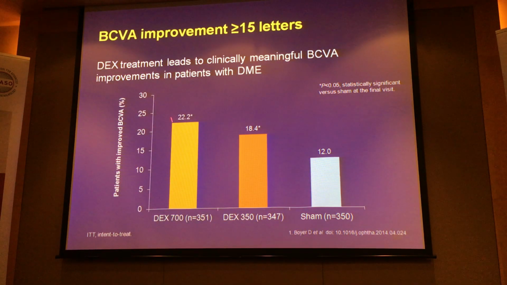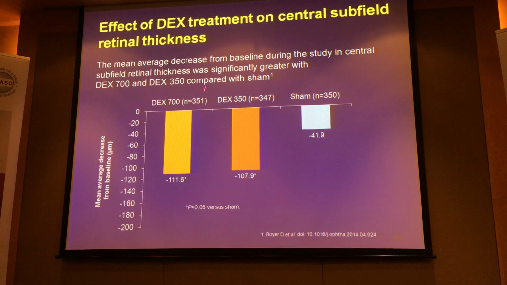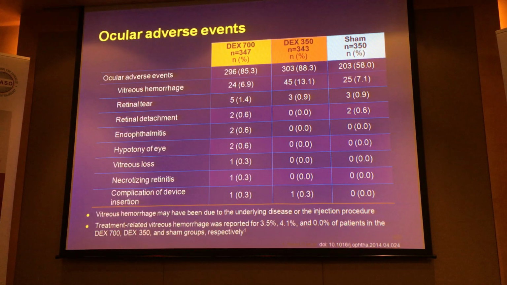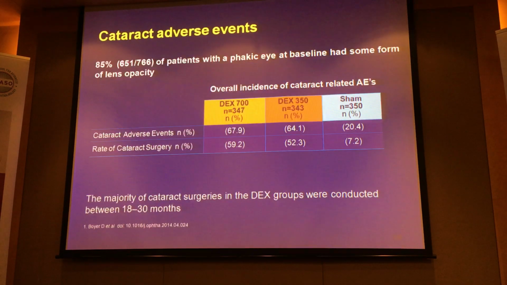This is just to show you that the visual acuity improvements were good, but not as spectacular as anti-VEGF. Central subfield thickness, you see a significant reduction in the 2 treated arms. Of course, this is very important. What were the adverse events? We were afraid about endophthalmitis, but that was unfounded. We thought if you suppress inflammation, you also suppress immunity. We didn't see hypotony, so the wound doesn't leak. That's good. We didn't have retinal detachment. That's pretty good.